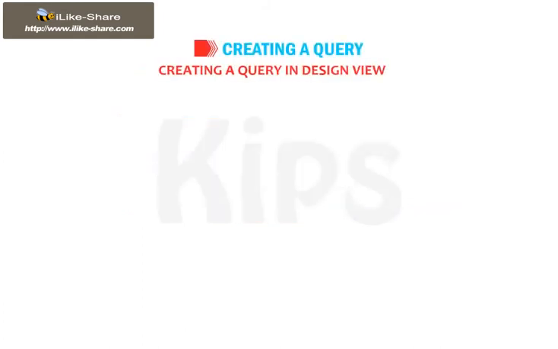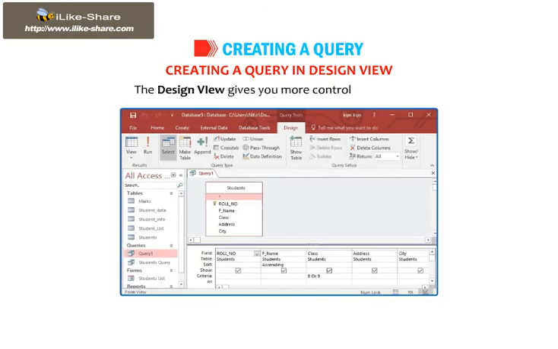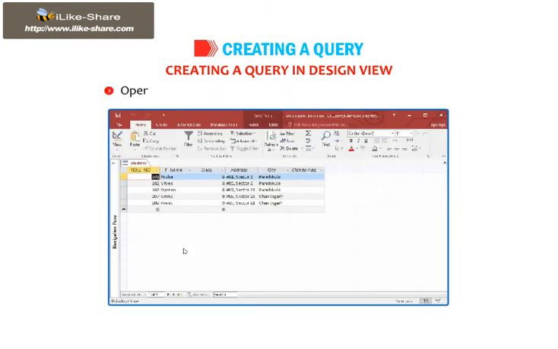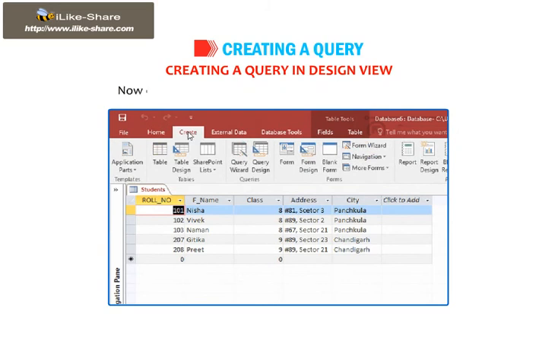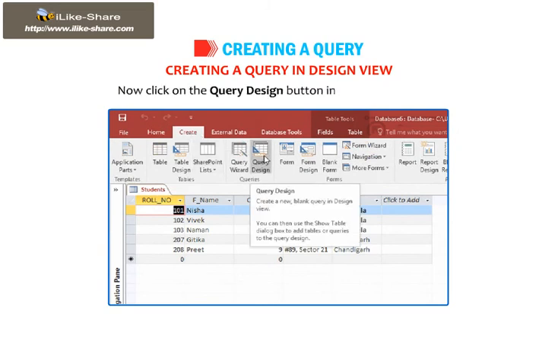Creating a query in Design View. The Design View gives you more control over a query. It allows you to create a query from scratch. Open the database and click on the Create tab on the ribbon. Now click on the Query Design button in the Queries group.